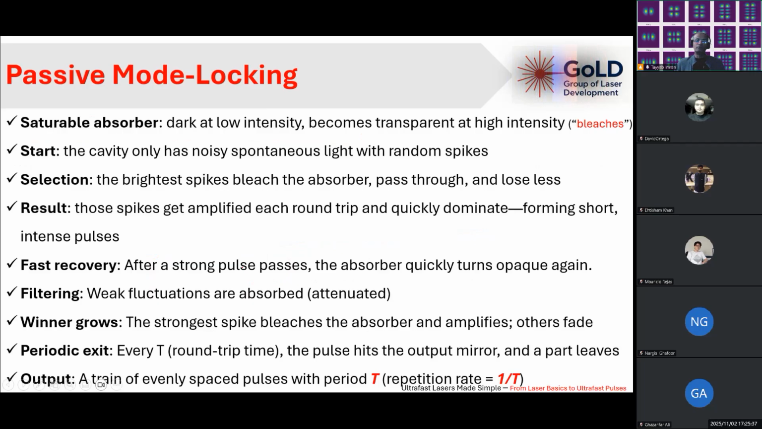So, as I mentioned, saturable absorbers are dark. Dark means they absorb everything. We don't see anything outside of that saturable absorber. And it becomes transparent at high intensities. The bleaching effect is that it bleaches.